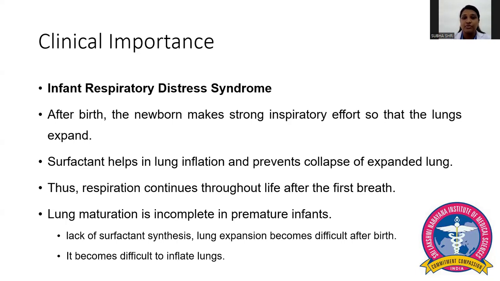After birth, the newborn makes a strong inspiratory effort so that the lungs expand. When surfactant is there, after expansion it will prevent the collapse of the lung. But in an immature lung or in a premature infant, because of the lack of surfactant, the lung cannot be maintained in an expanded state. Rather, the lung will collapse. This makes the child have respiratory distress. This is called infant respiratory distress syndrome.